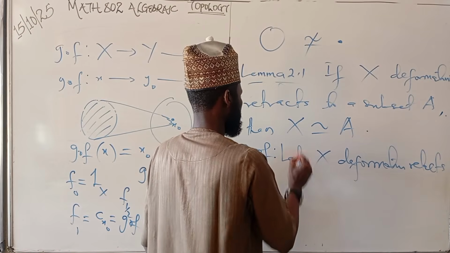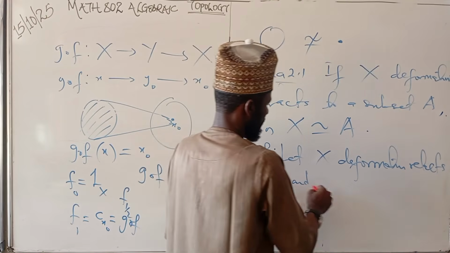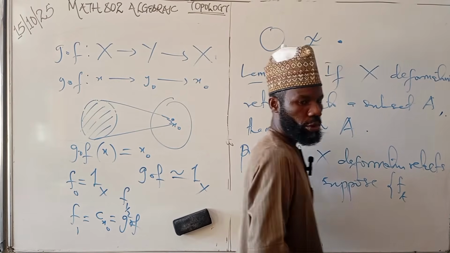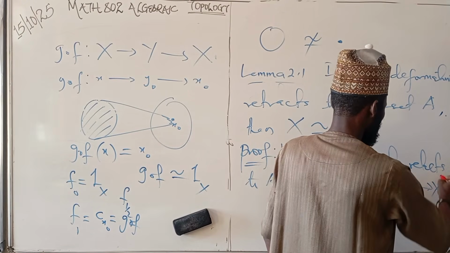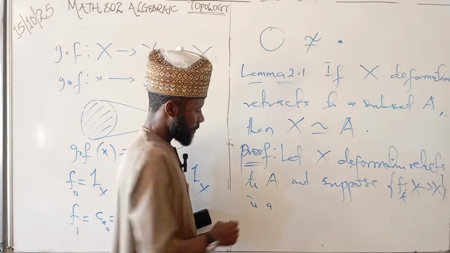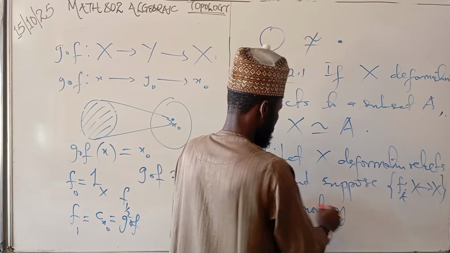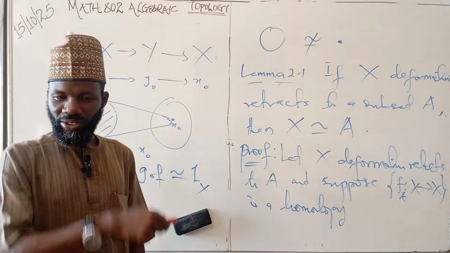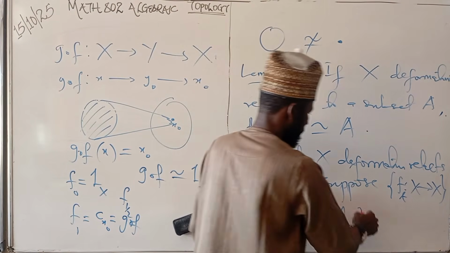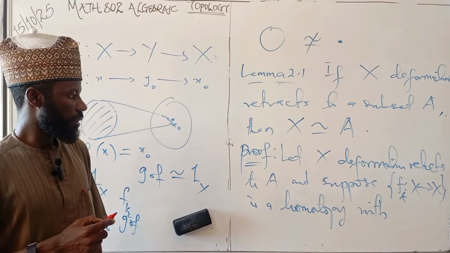So let X deformation retract to A. Suppose this is the homotopy from X to X. It means there is a homotopy from the identity onto a retraction. That is what it means to be a deformation retraction onto A.